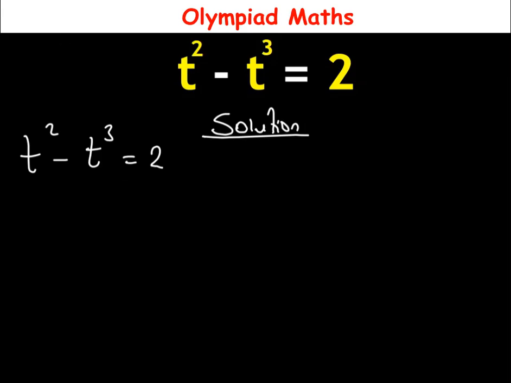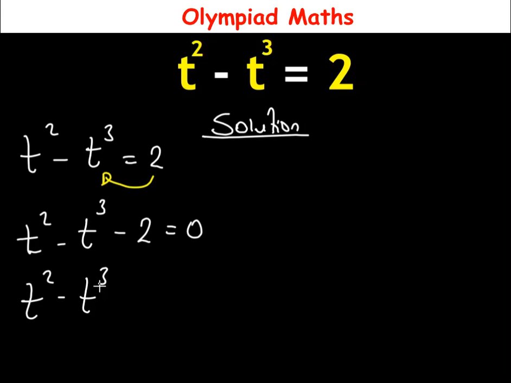So the first thing we're going to do is to move this 2 over to this side of the equation, such that this becomes t raised to power 2, then minus t raised to power 3, then minus 2, is equal to, here becomes 0. And with this, we have t raised to power 2 minus t raised to power 3. Now, minus, we can write this 2 as 1 plus 1, right? Is then equal to 0.